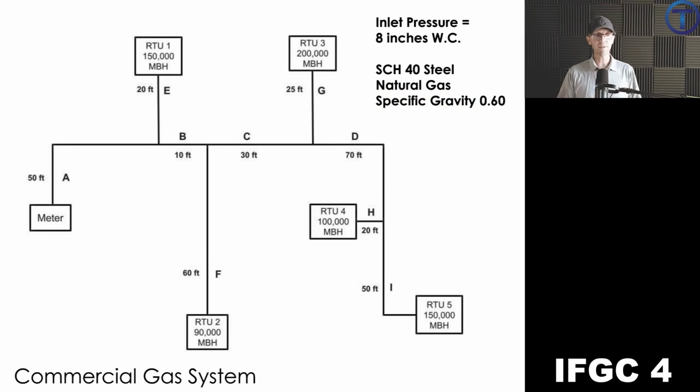And you'll note on this illustration that we do have pipe sections indicated by letters A, B, C, D, and so forth, as well as the length from one point to another. That's going to allow us to work through the sizing of this system.